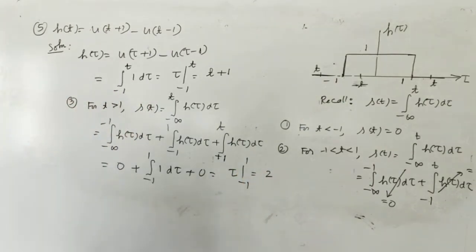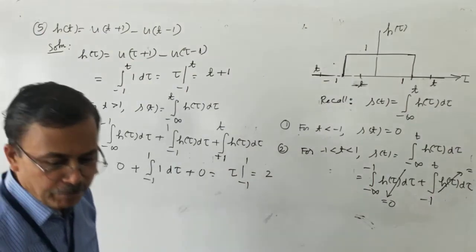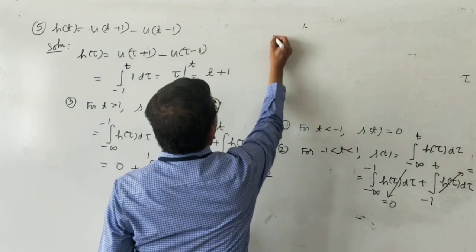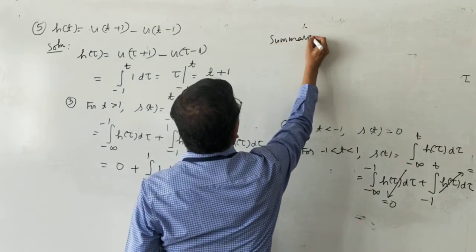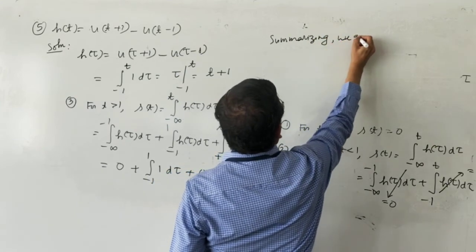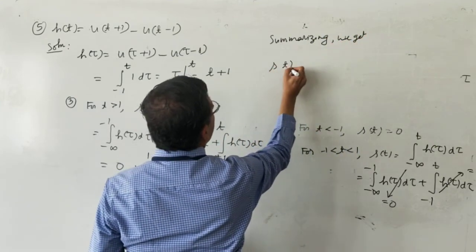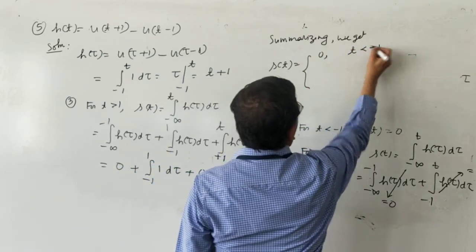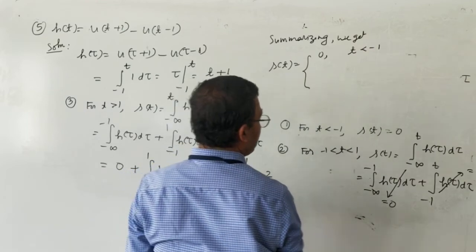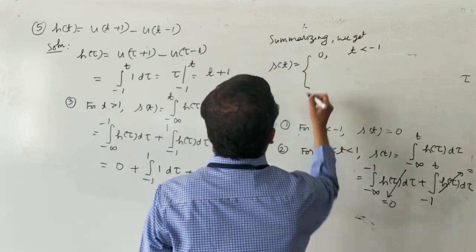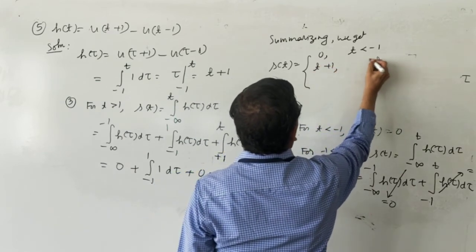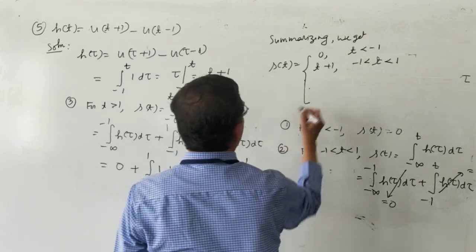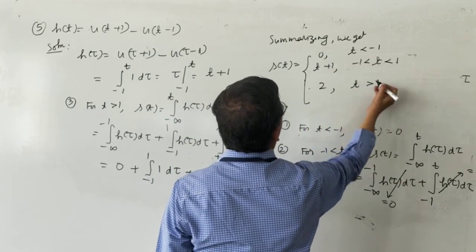So you can summarize. Summarizing, we get S of t equals 0 for t less than minus 1, t plus 1 for t lying between minus 1 and plus 1. For t greater than 1, it is 2. For t greater than 1, this is the answer.